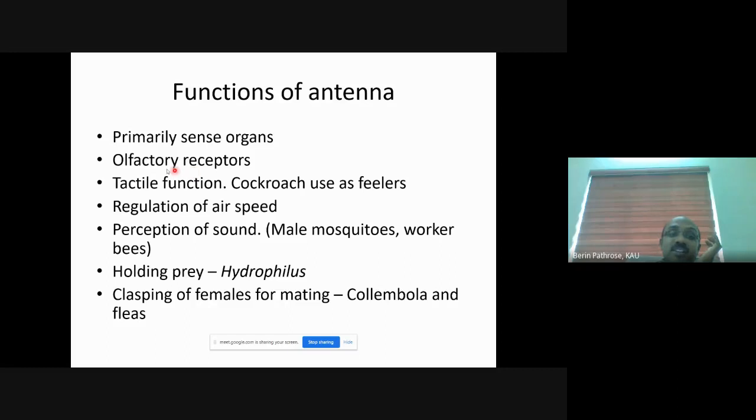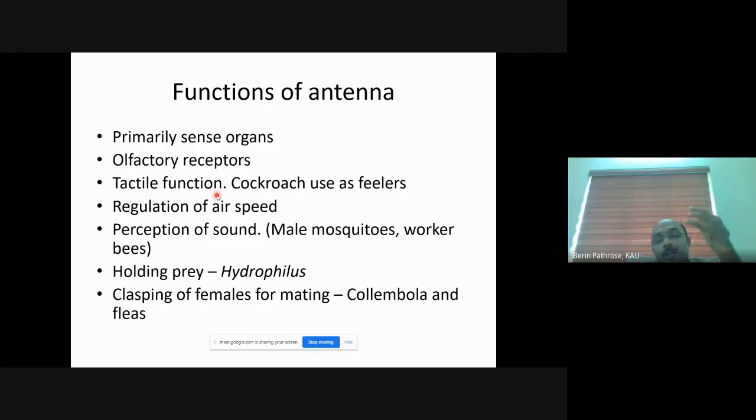The next function is tactile function, touch. If you have seen the antenna of cockroaches, it moves the antenna vigorously and tries to touch different parts of the surface. This is to have a sense of touch. This is the tactile function. Because the antenna is used for touch sensation, it is also called feelers, to feel the surface. And the next function is to detect the speed of the air.